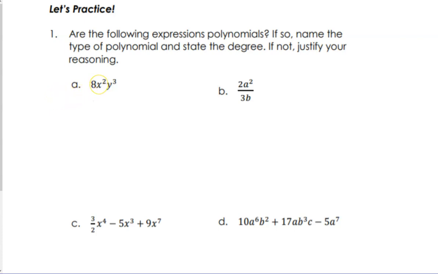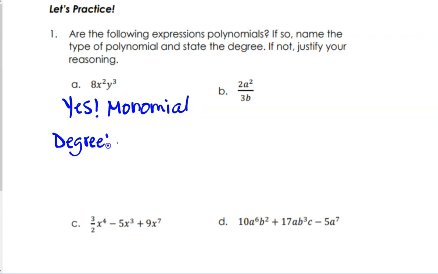All right, part A, 8x squared y cubed. I have an exponent of 2 and an exponent of 3. They are positive numbers. This is a polynomial. I don't see any plus or minus signs. This is a multiplicative combination of a constant and some variables, so this is a monomial. It's just one piece. The degree of this, since it's a monomial, I have to add my exponents together. So we're going to do 2 plus 3 of my exponents. So our degree is going to be 5.